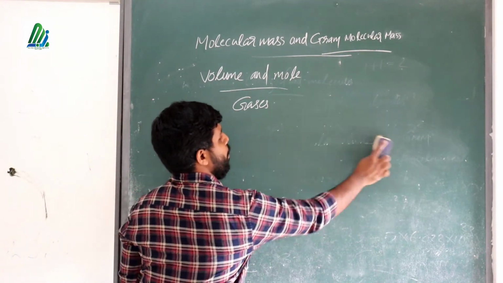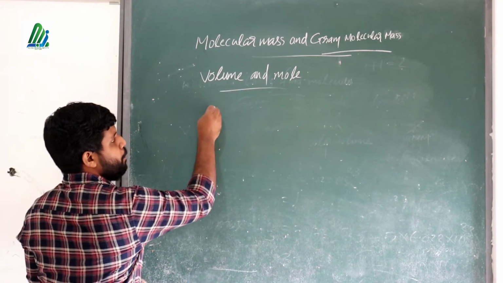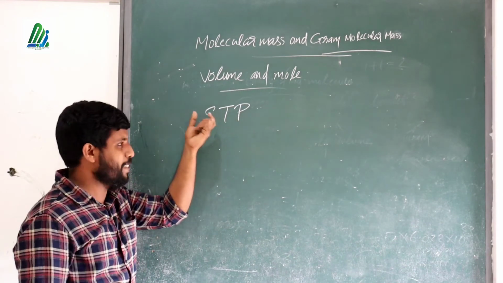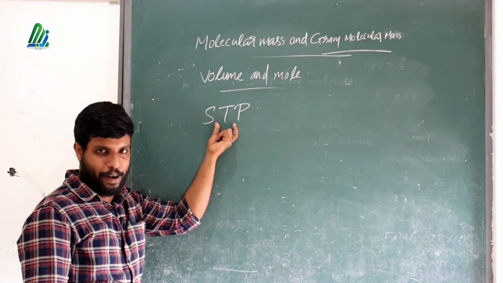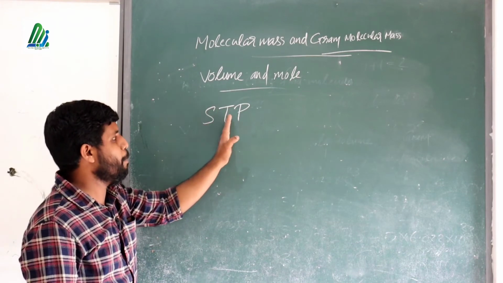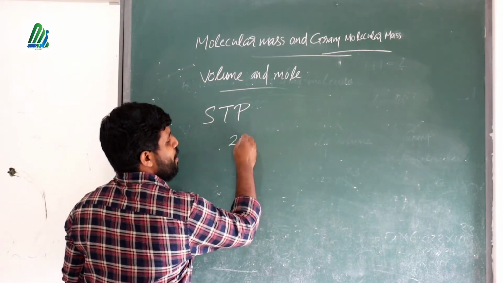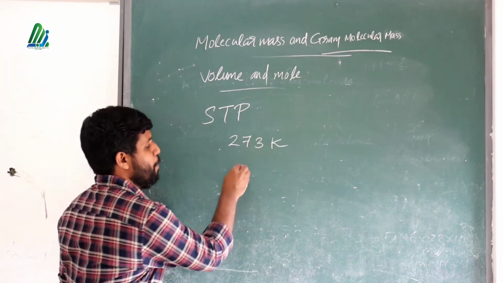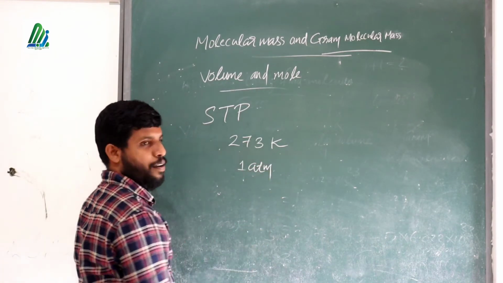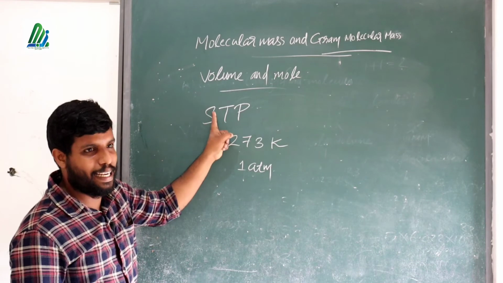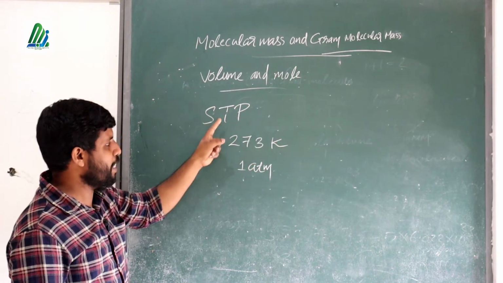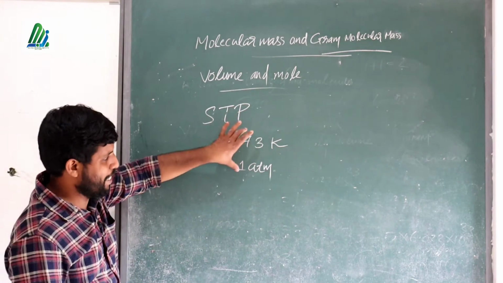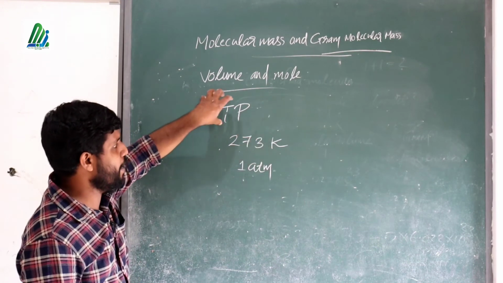At STP, that's another section, STP. STP is standard temperature and pressure. The temperature is taken as a constant or standard value, 273 Kelvin, and the pressure is taken as 1 atmospheric pressure, 1 atm. So the temperature is 273 Kelvin and the pressure is 1 atm. These are the values of STP, standard temperature and pressure.